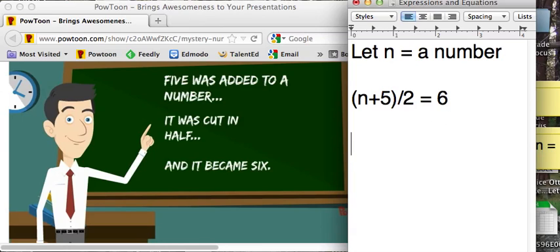Yesterday we came up with a solution of 7, so we evaluated the expression by putting 7 plus 5 divided by 2, and that equals 6.